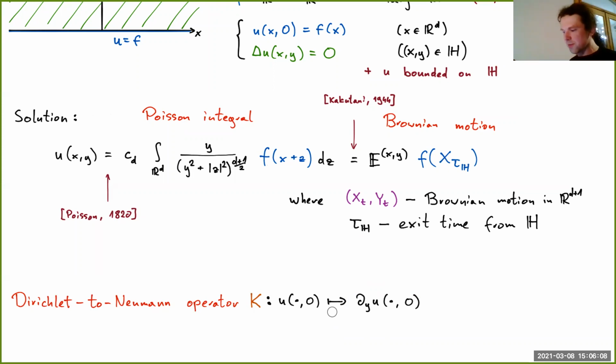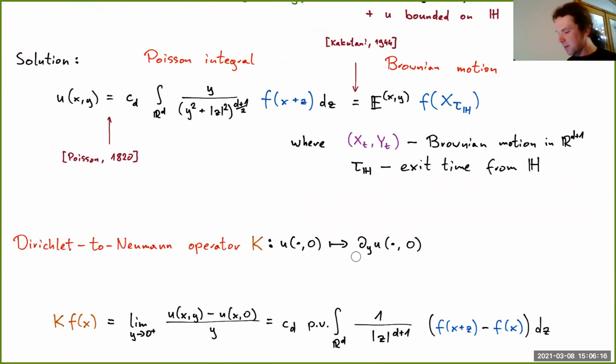Of course, the concept is much more general. You can consider any domain in Euclidean space or even more general setting. But in this case, the solution is fairly easy to figure out because we have an explicit expression in terms of the Poisson integral. So the Dirichlet to Neumann operator K applied to the boundary data f is, well, the boundary derivative, which is just the limit of the difference ratio. And if you divide the Poisson kernel by y and pass the limit, what you will arrive at is 1 over |z| to power d plus 1. So the Dirichlet to Neumann operator is essentially convolution with that singular kernel. And of course, you need to subtract f to get something meaningful. And you need to understand that principal value in an appropriate sense, but that's now classical.